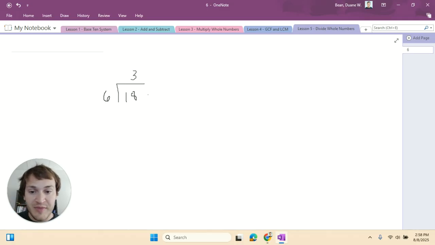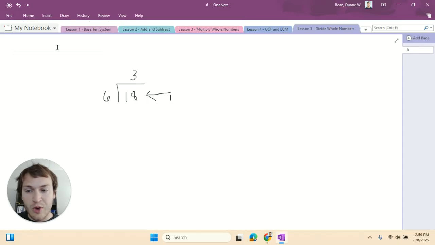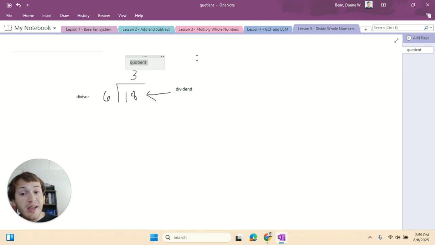Right? So vocab. The original number that we start with, kind of the biggest number, is our dividend. The number that we're dividing by is called our divisor. And then our answer is called a quotient. These are important to note because on the GED test, they might ask you which of the following divisors yields this quotient or whatever. It's your job to know that the divisor is the number we're dividing by, and the quotient is the answer to a division problem.